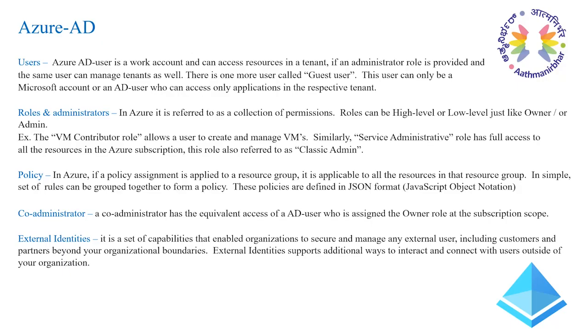Next, further, we have roles and administrators. These roles can be assigned to the usernames, whatever we have created. In Azure, a role is referred to as a collection of permissions. So one role may have about 10 different permissions. What are the permissions? Maybe creating a virtual machine, monitoring a virtual machine, but shutting down the virtual machine permission is not assigned to a particular role.